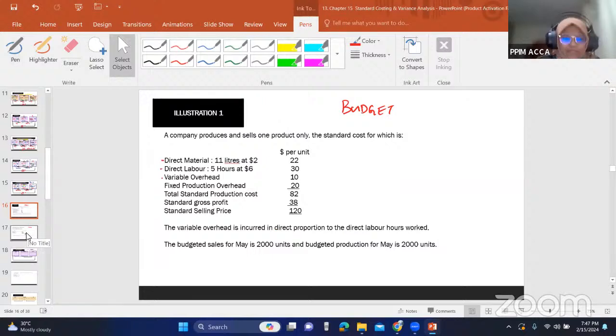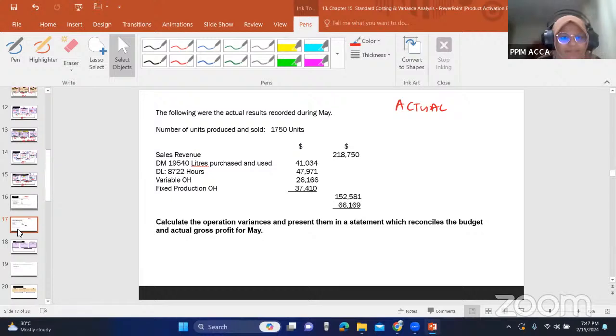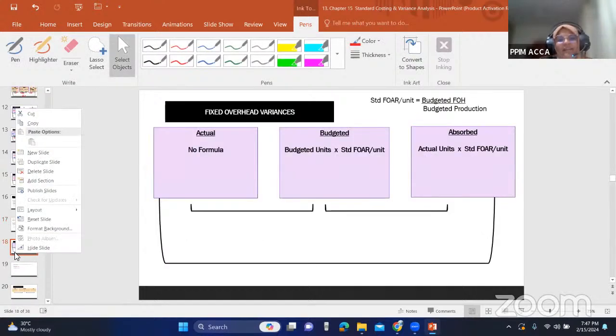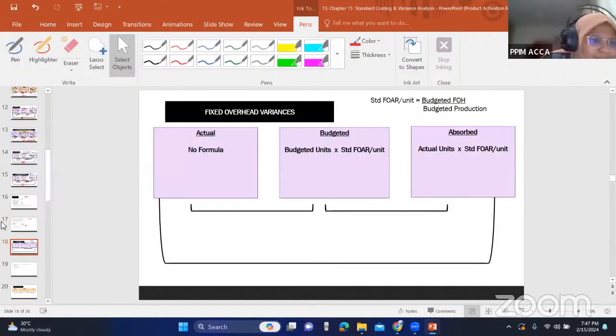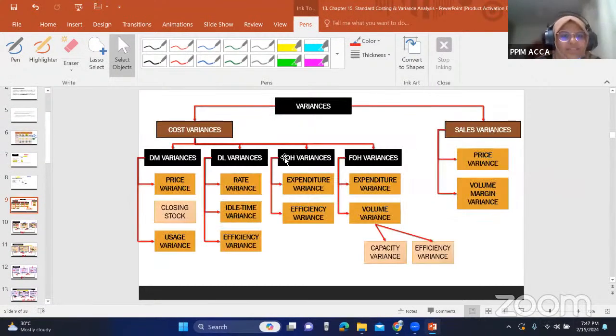So this is the same question. I've just copied it again because I can't be scrolling up again and again. So we're done with the variable overheads as well. So let's quickly go back to that chart that we had. We did price, closing stock, usage, rate, idle time, efficiency, expenditure, efficiency, with and without idle time. So now we only have a few more left. It's a good thing, right? Can you see it's not very complicated? If you know the equations properly, no problem.